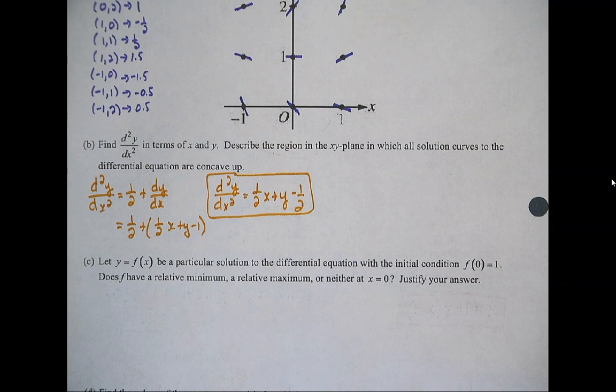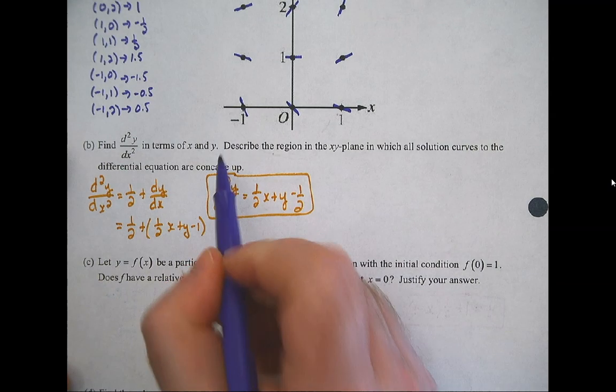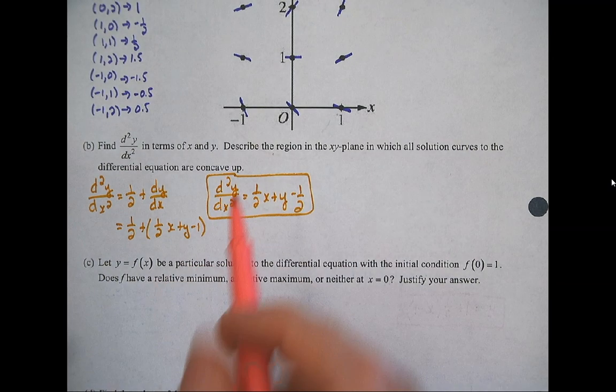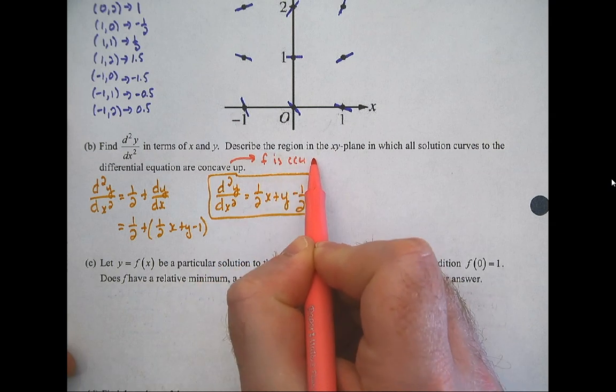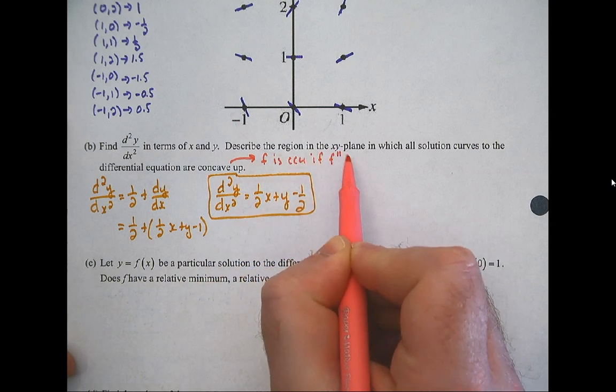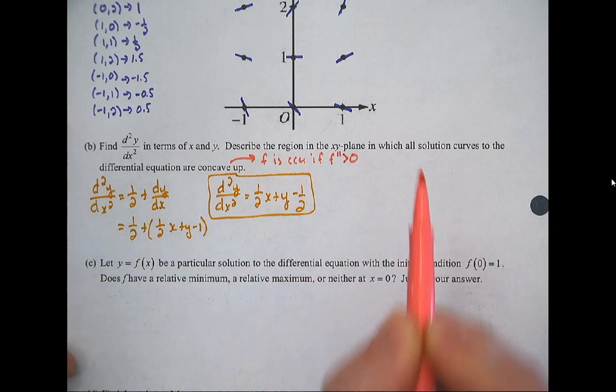So there's our derivative. Now we need to describe the region in the xy plane in which all solutions to the differential equation are concave up. So tell me what you know about a curve. What has to be true for f to be concave up? What do you have to know about f for f to be concave up? Let's pause it if you need to think more. But f is concave up if f double prime is greater than 0.